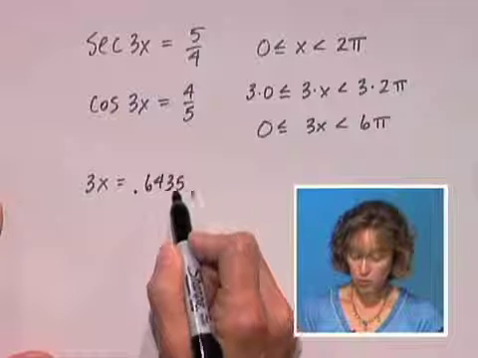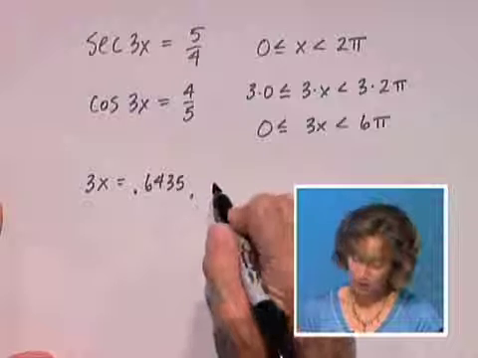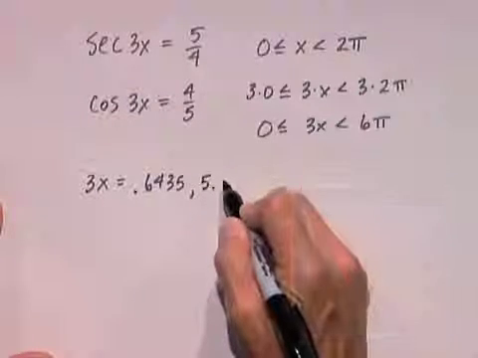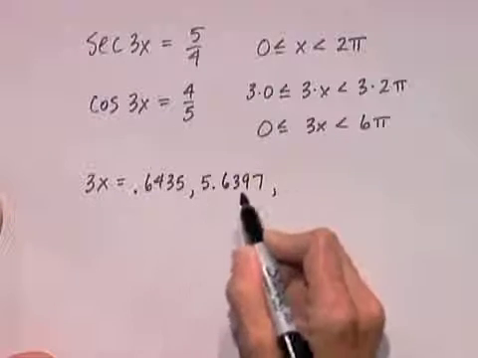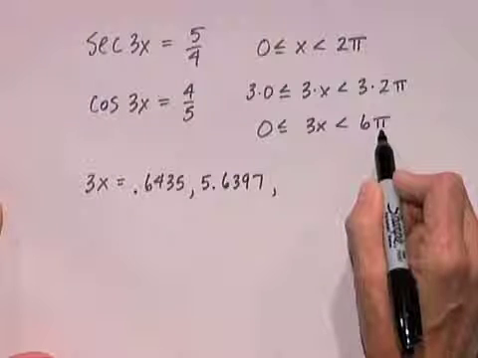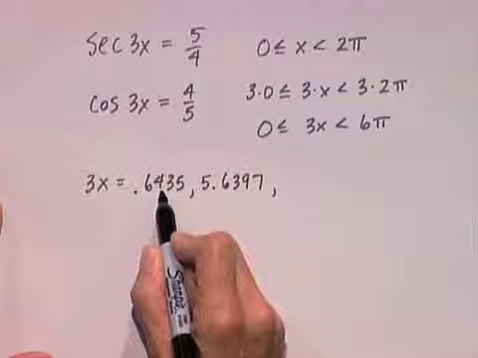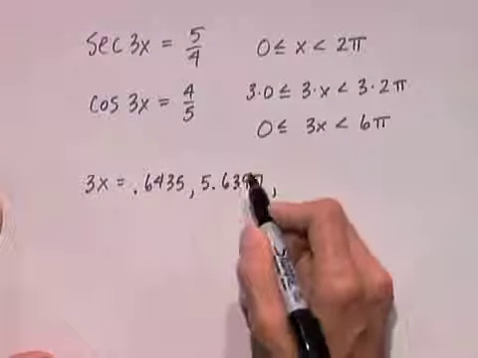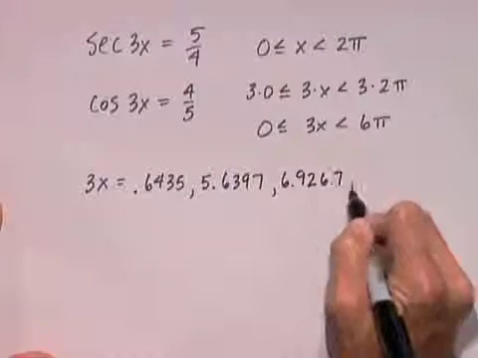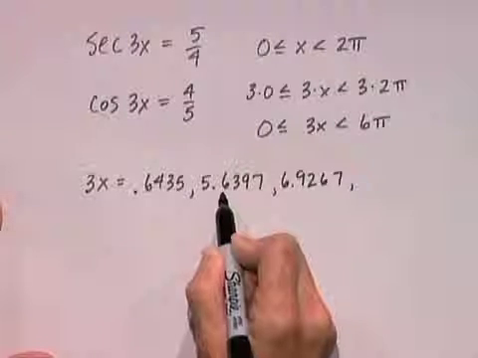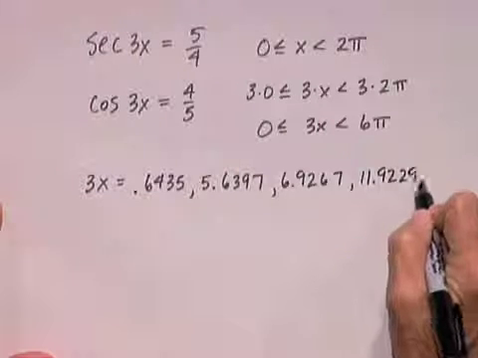I'm going to use it as a reference angle into quadrant 4, so I would subtract it from 2 pi and come up with 5.6397. And there are two solutions. But I can keep going because I can give all answers up to 6 pi. So go ahead and add 2 pi to 0.6435, and that'll lead you to 6.9267. Add 2 pi to this value, and you'll end up with 11.9229.